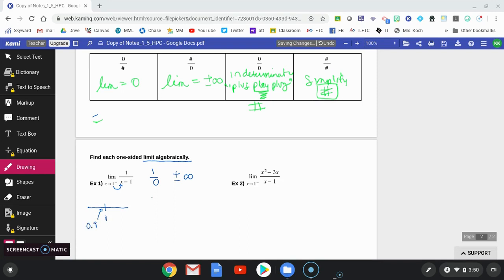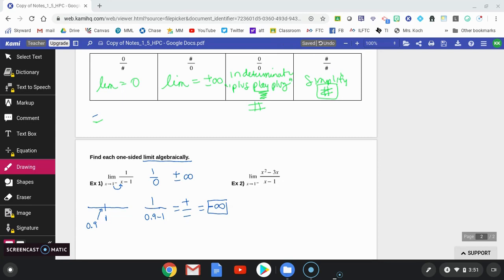And if I do that, if I plug in a 0.9, I will see that in the numerator, I get a positive number, and in the denominator, you'll see I get a negative number. That's all I need to determine that my limit is going to actually be negative infinity. So it's not even that we care about what number we get, it's that we care about the signs of the number that we get. So take a look at the next one.